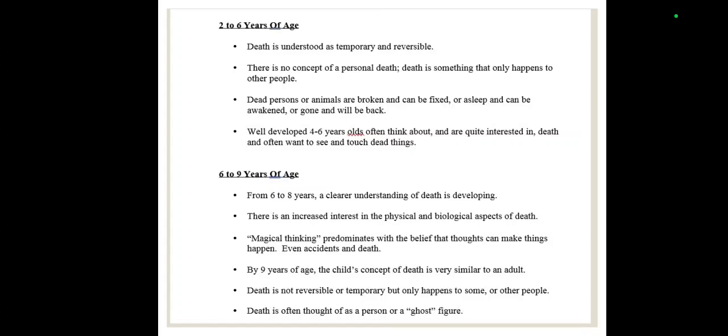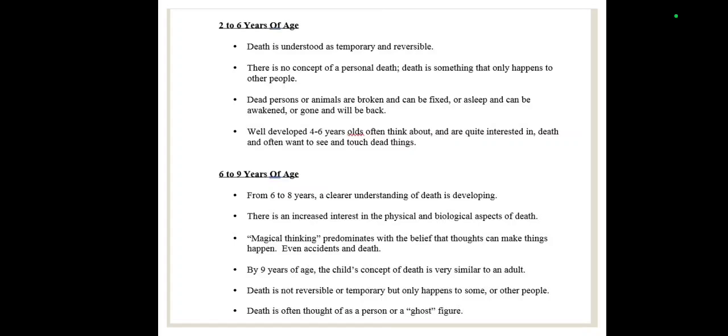Dead persons or animals are broken and can be fixed, or asleep and can be awakened, or gone and will be back. So their concept is that death is temporary and reversible. They will come back. All of the dead persons, all of the dead animals will come back. And well-developed 4 to 6 years old often think about and are quite interested in death and often want to see and touch dead things.